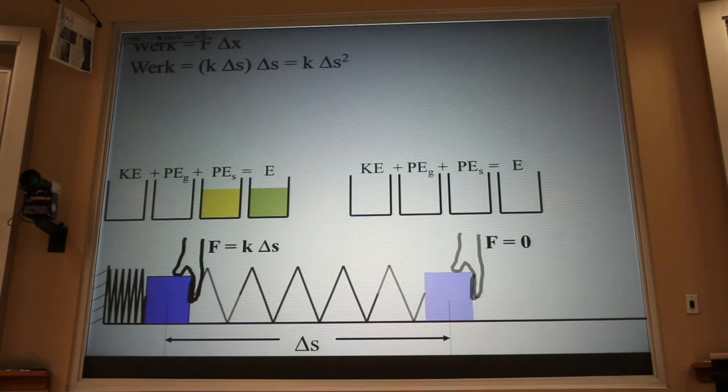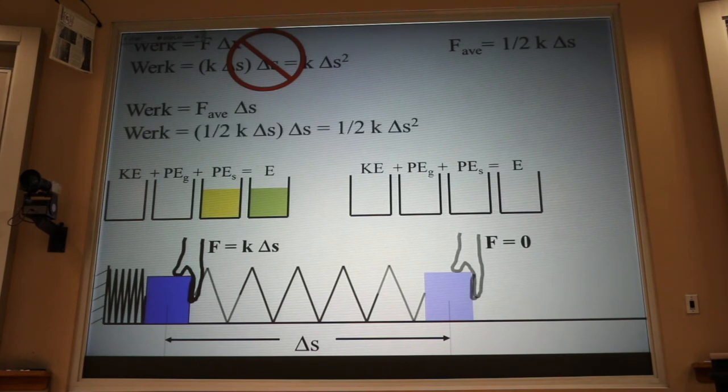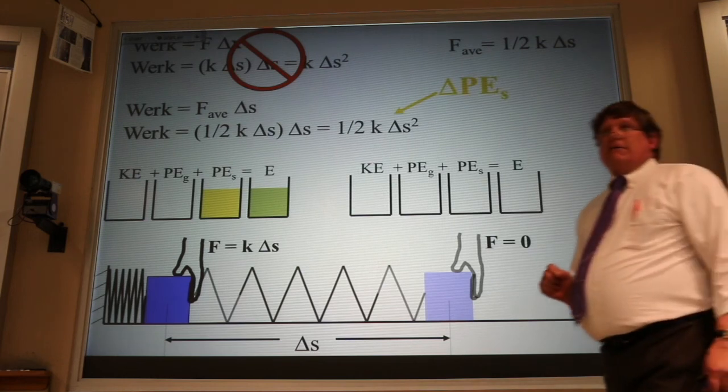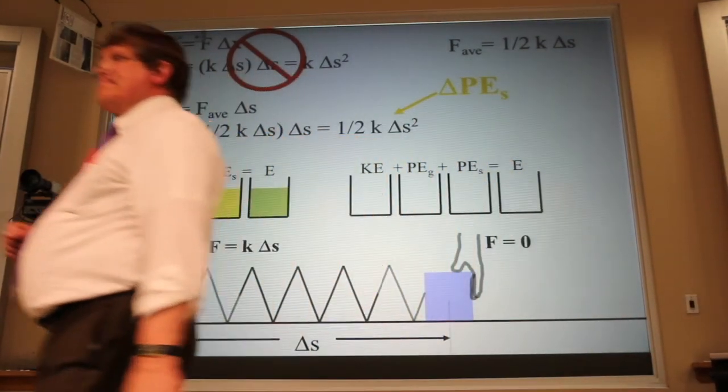Which force do you want to use when the force is changing? The biggest or the smallest? Average. The average. And the average between the biggest and smallest is halfway in between. So what I want to use is the average force times the distance. And that gives me the half, and that gives me the formula for filling up that spring bucket.